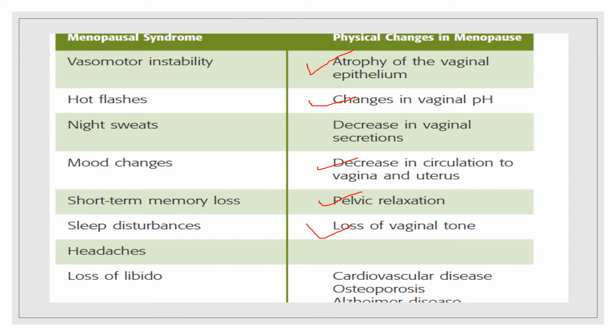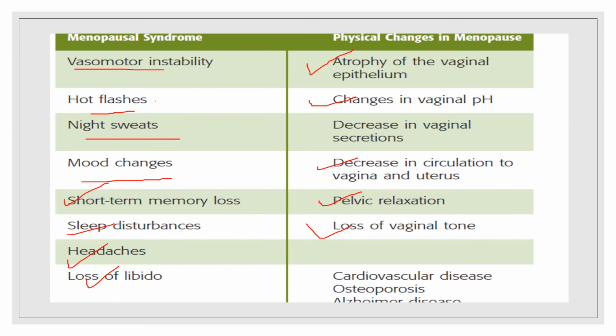There are some systemic symptoms as well. There will be vasomotor instability, hot flashes, night sweats, mood changes, irritability, short-term memory loss, sleep disturbances, headache, loss of libido, and most importantly, postmenopausal women have a very high risk of cardiovascular disease, osteoporosis and Alzheimer's disease, because we know estrogen gives a very protective action on bone density and on cardiac activity. So lack of estrogen will generate many systemic problems as well.